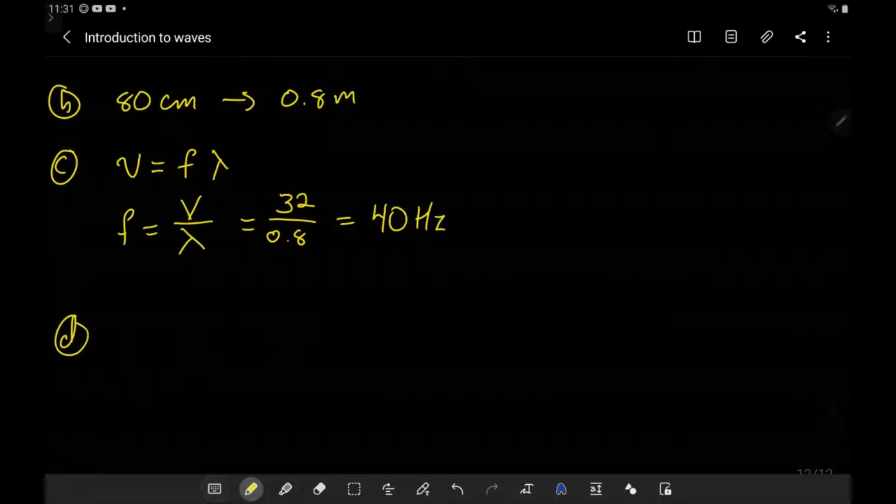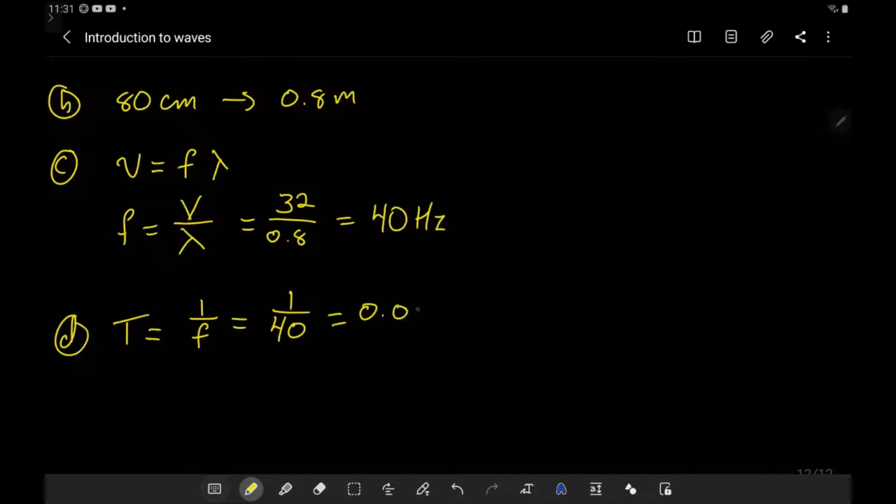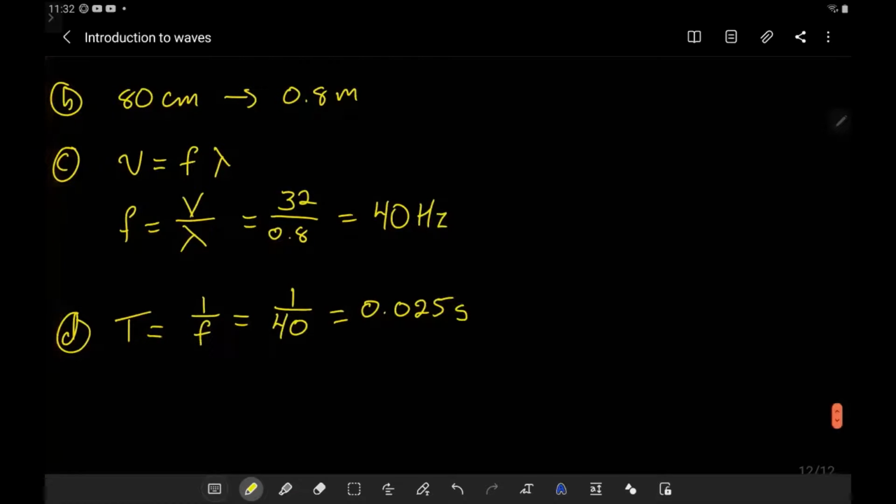What is the period? The period is T is equal to 1 over f. Good. And that will be 1 over 40, which is equal to, well, this is simple, 0.025. Right, it's just a quarter divided by 10, so 0.025 seconds.